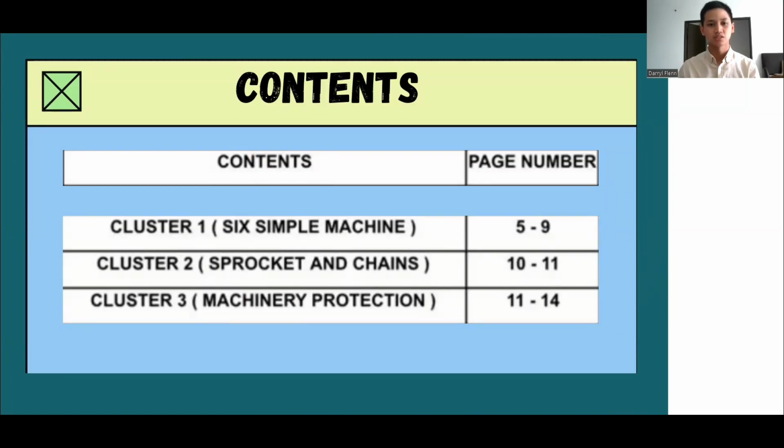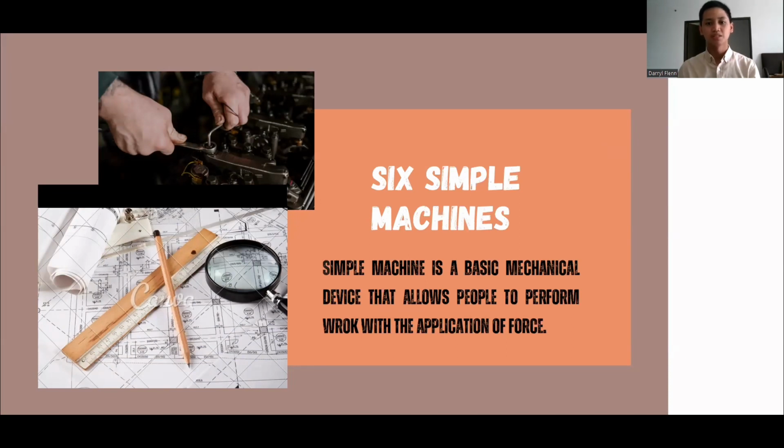First is cluster 1, which is the 6 simple machines. Second is cluster 2, sprockets and chains. The last one is cluster 3, which is machinery protection. Stepping into 6 simple machines.